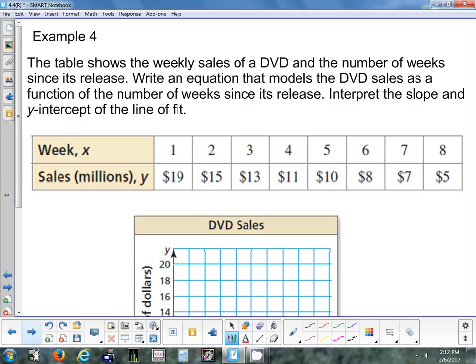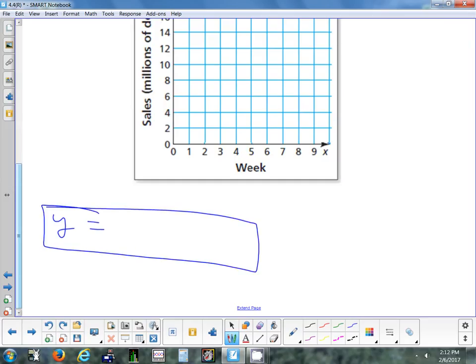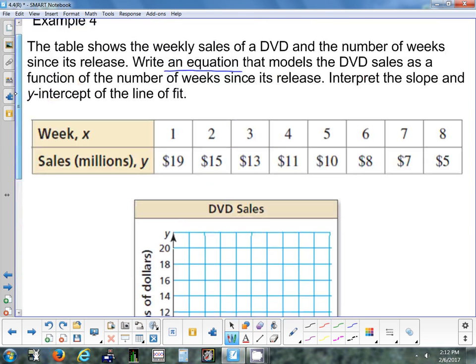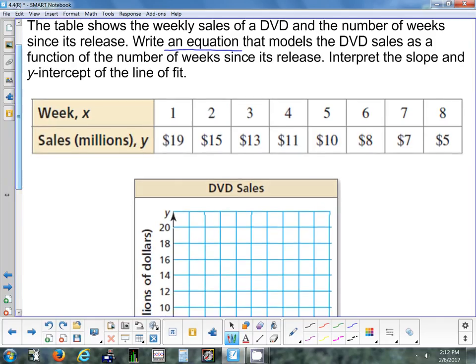All right, so it says write an equation. When I'm done, I want something like this: y equals, and then I'm going to find my mx plus b. So write an equation that models DVD sales and the number of weeks since the DVD has been out. All right, so to write an equation, what's the first thing I have to do?